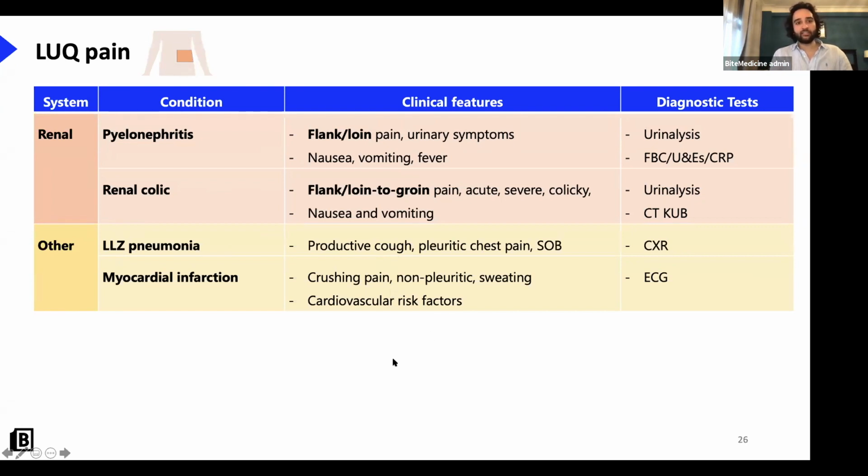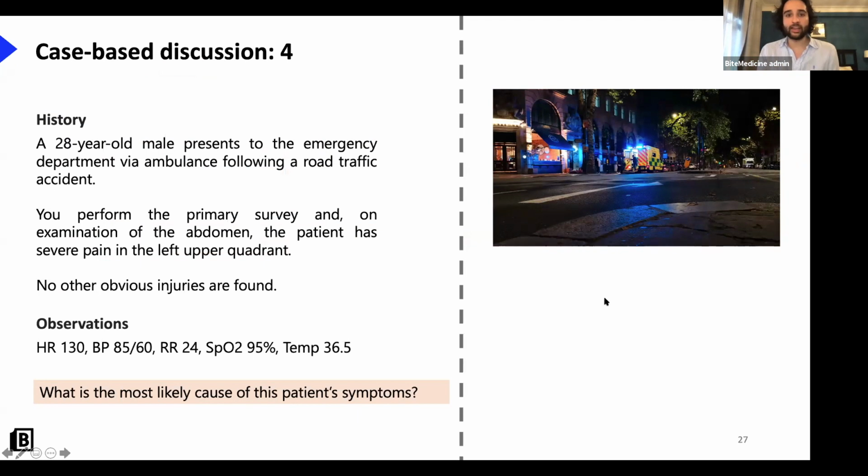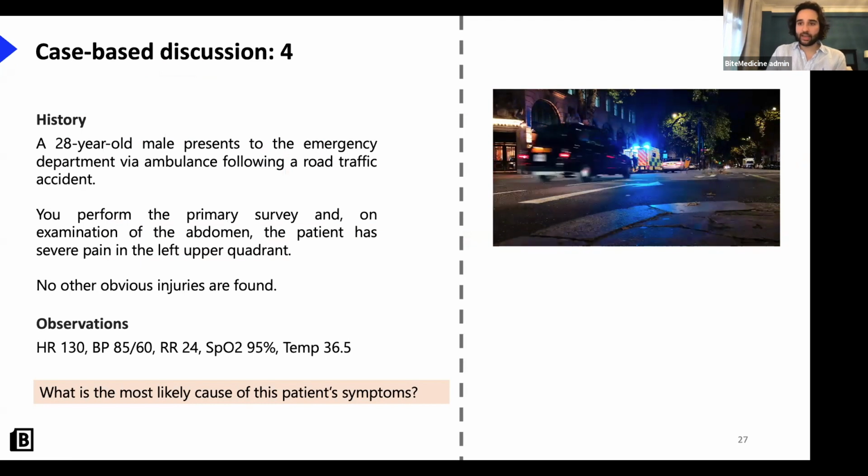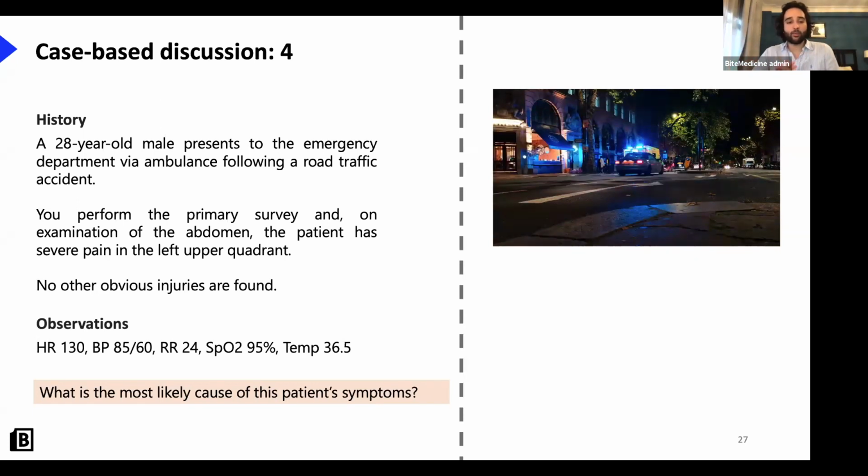Good stuff. So thinking again about left upper quadrant pain now. You have a 28-year-old male who presents to the emergency department via ambulance following a road traffic accident. You perform a primary survey, which is that A to E assessment that all patients get when they come to A&E, particularly those with trauma. On examination of the abdomen, he has severe pain in the left upper quadrant. No other obvious injuries are found, and those are the patient's observations. Just in the chat, what do you all think is the most likely cause of this patient's presentation?